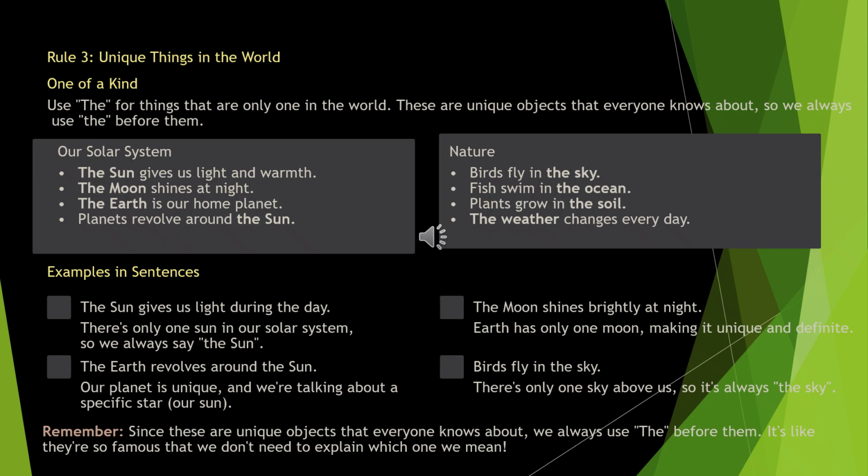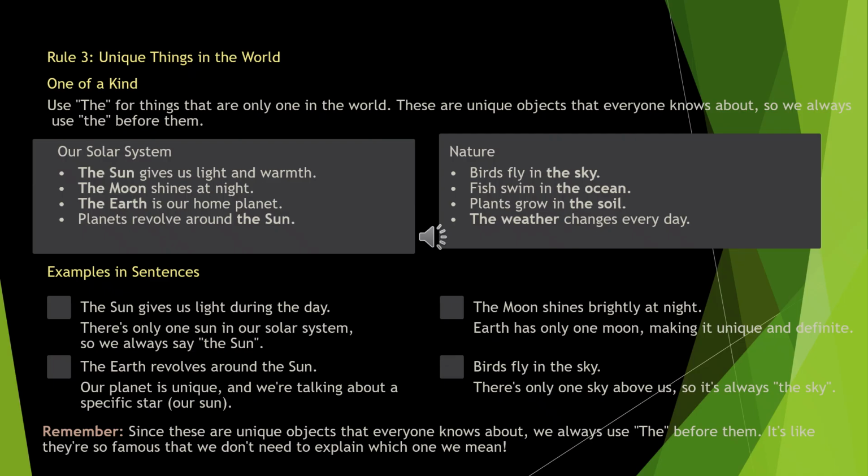Now see the examples and sentences. The sun gives us light during the day. There is only one sun in our solar system. So we always say the sun. The earth revolves around the sun. Our planet is unique and we are talking about a specific star, our sun.